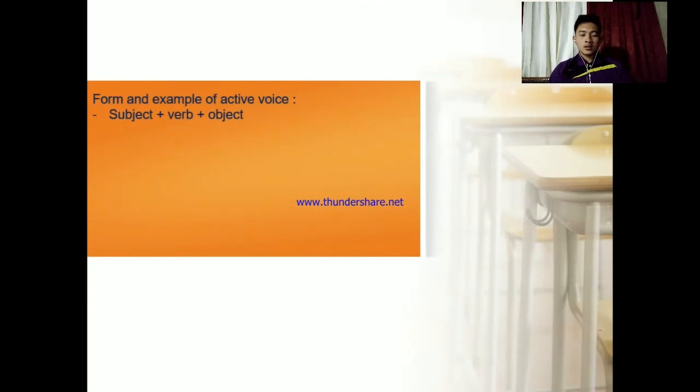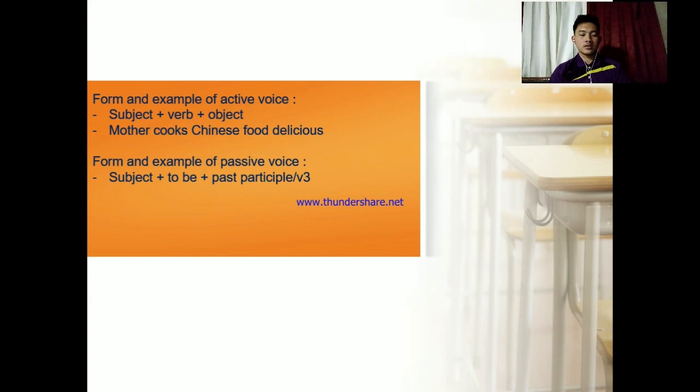Next. This is the form of active voice: subject plus verb plus object. This is the example: Mother cooks delicious Chinese food. Next, this is the form of passive voice: subject plus to be plus past participle, or verb 3. And this is the example: He is beaten by all his past competitors.